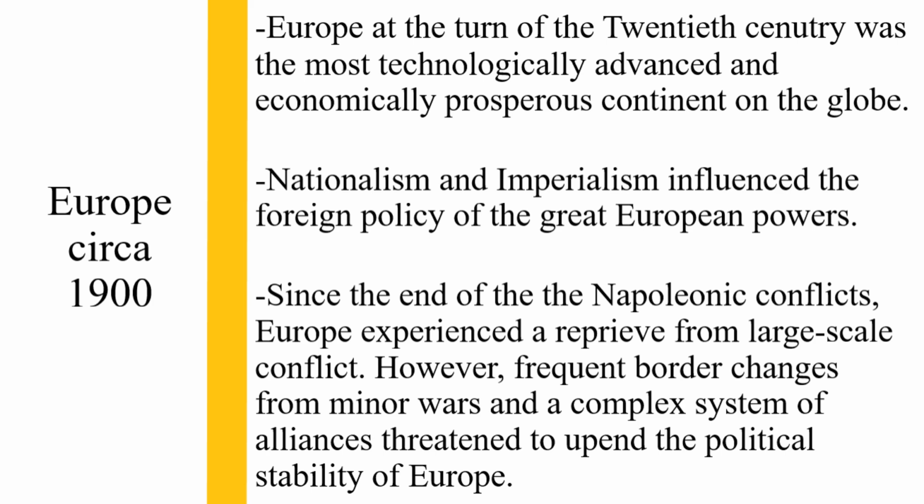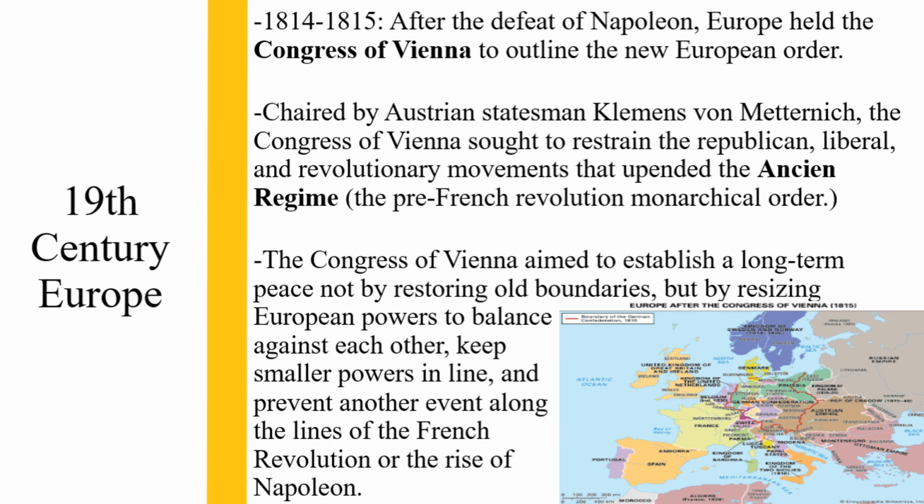And since the end of the Napoleonic conflicts, Europe experienced a reprieve from large-scale conflict. However, frequent border changes from minor wars and a complex system of alliances threatened to upend the political stability of Europe. So if we go on to our first real slide here, it's important to give some background about Europe in the 19th century. This is because as we go on to the 20th century, we won't really know why things are the way that they are if we don't have some background.